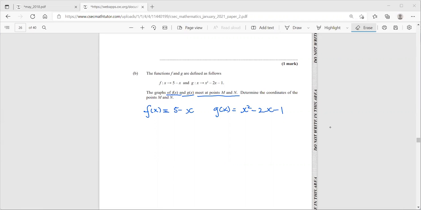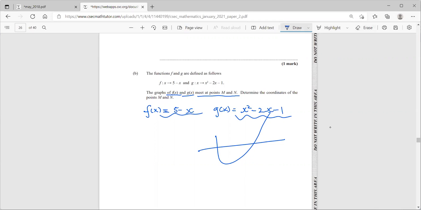Now they are saying that the 2 points are going to meet. We know that when two things are going to meet, one is a curve, because this is a quadratic, and this is a straight line. So the curve and the straight line are going to meet at 2 points, for example. Now they want us to find the two coordinates. Find the coordinates of M and N, the meeting points.